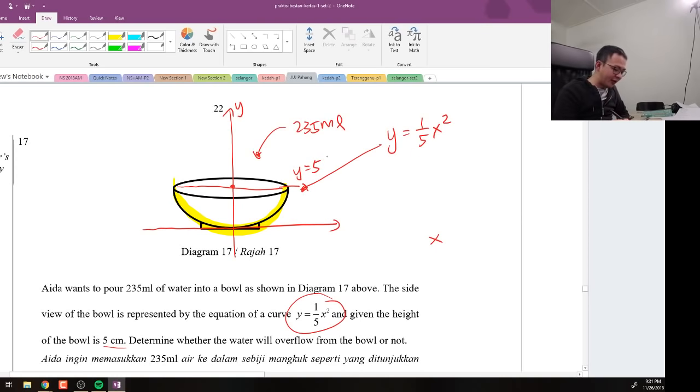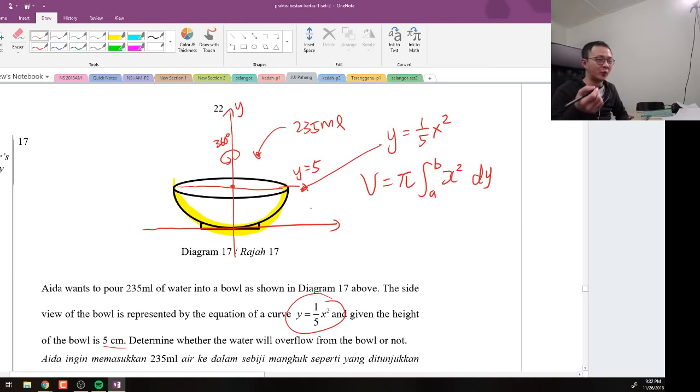Alright, so therefore, in order to get the volume of this one, basically we know we need to integrate, because integration actually gives us volume, right? I'm going to integrate this curve on the y-axis and rotate 360 degree on the y-axis. So, of course, based on the volume formula, we know this one is pi, dy, x squared from A to B. Okay, so I want to find the volume of the bowl. So if I can get the volume of a bowl, I can know whether it will overflow or not.